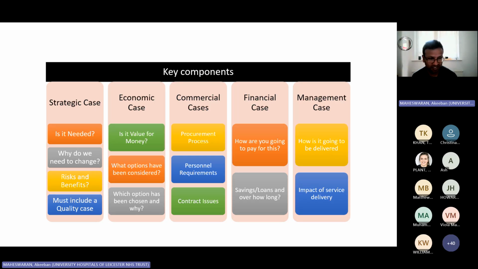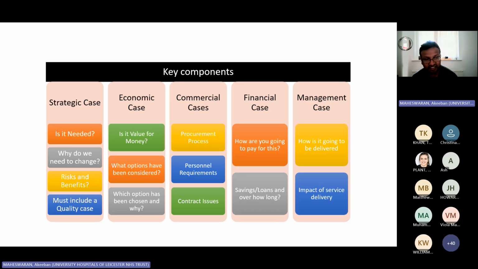So there's different ways of doing that. So how's it going to be delivered? And then that's all to do with rollout. The impact of service delivery is a combination of things. One is around what you're going to do while you're implementing it. So what's the impact during the implementation process? If it's a big implementation, are you going to have caveats? Are you going to have extra staffing in? Are you going to have something else during that implementation process?